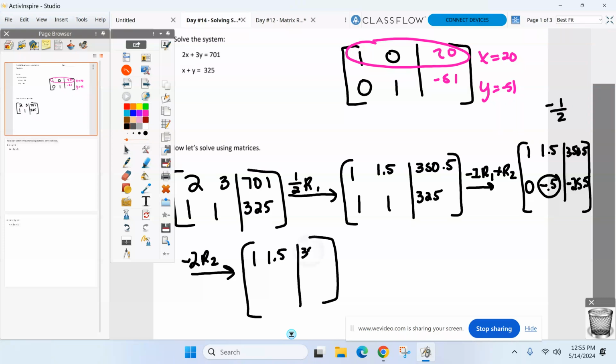350.5, that didn't change. Okay, ready for my new row 2. Oh, watch this. 0 times -2. Doesn't affect it. I don't want to affect it. That bad boy better stay. Once it's a 0, it stays a 0. All right, it stays a 0. So that's why I like multiplying by the reciprocal. This goes to a 1.